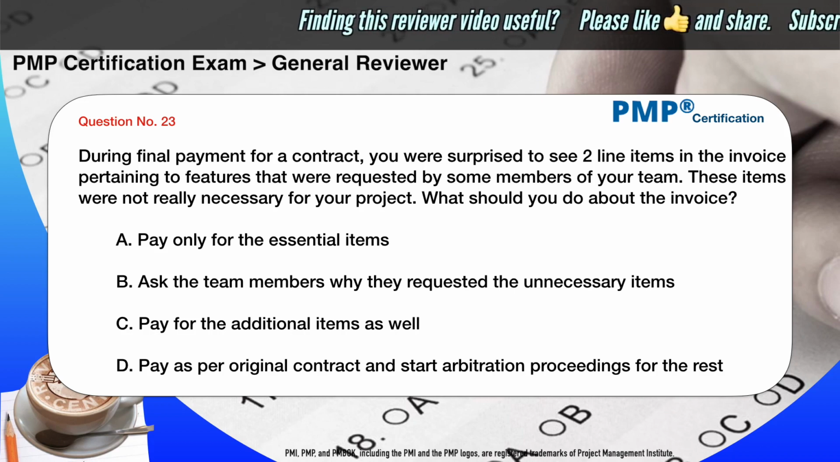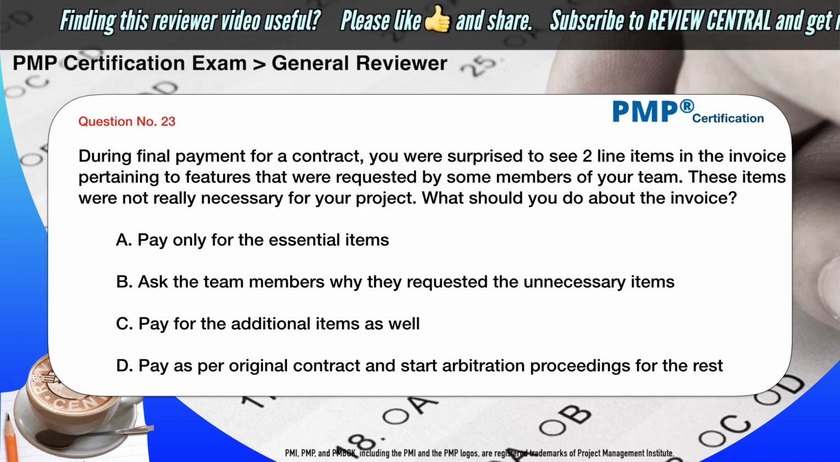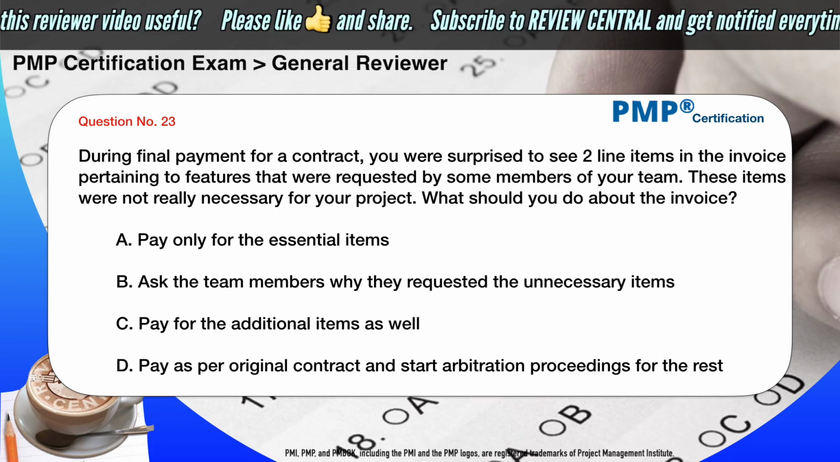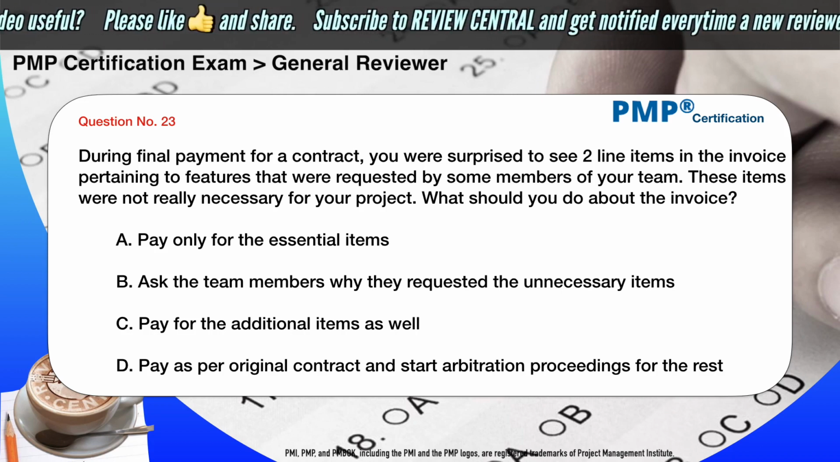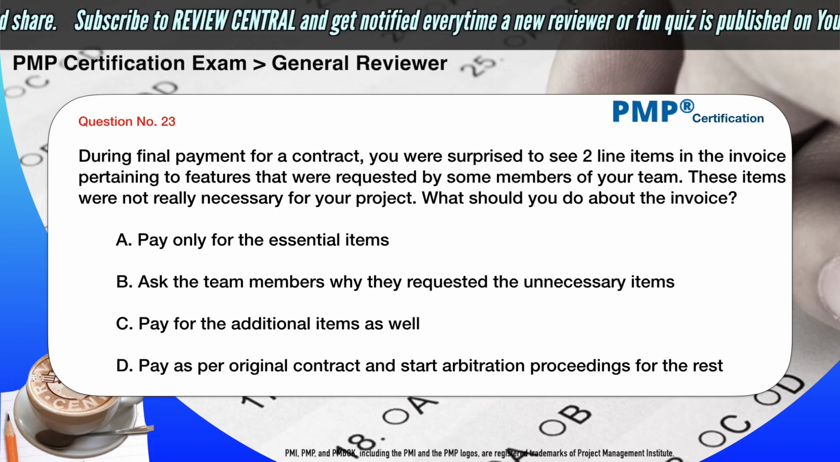A. Pay only for the essential items. B. Ask the team members why they requested the unnecessary items. C. Pay for the additional items as well. D. Pay as per original contract and start arbitration proceedings for the rest.